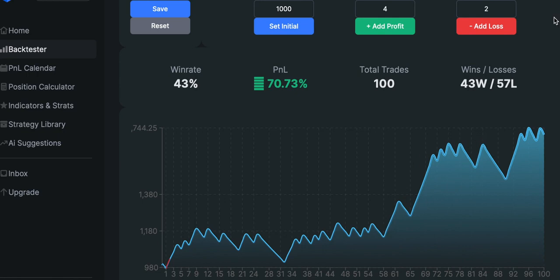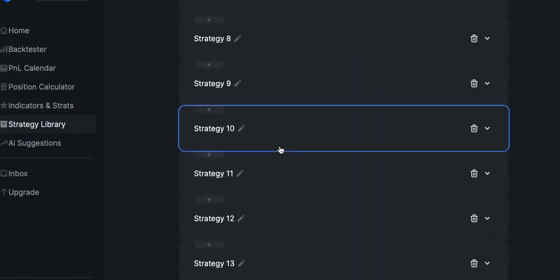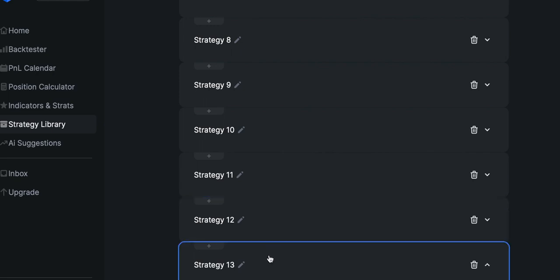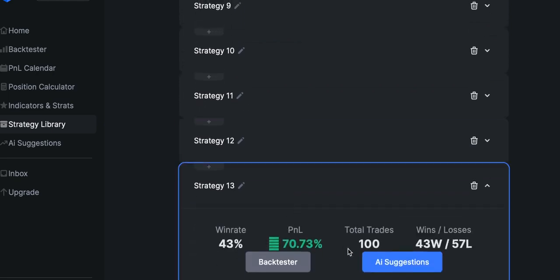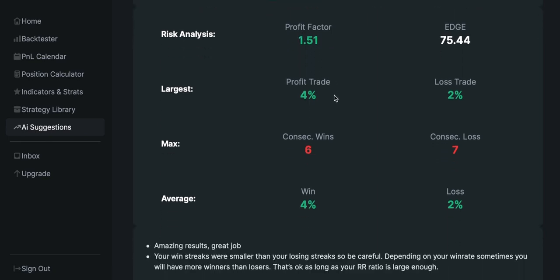Okay, so once we finish backtesting our strategy, we can save it and then find all our strategies in a strategy library menu. And we can find our strategy at the very bottom. So we're going to click on it and go over to AI suggestions. Here's where we can find more details about our strategy. So our profit factor is 1.51, which is really good. Also, we had 6 consecutive wins and 7 consecutive losses.